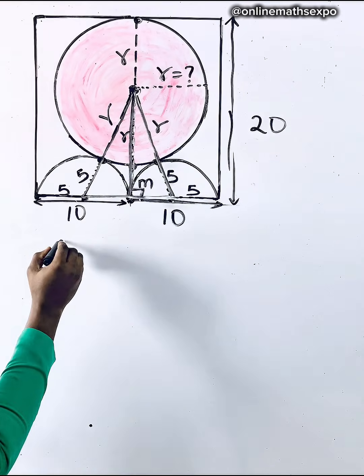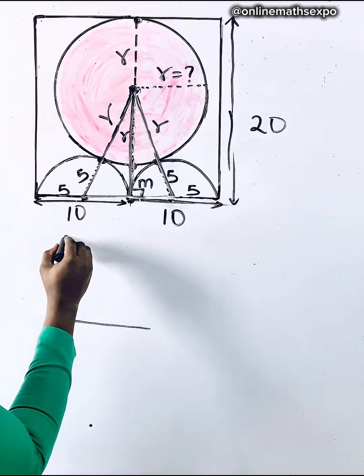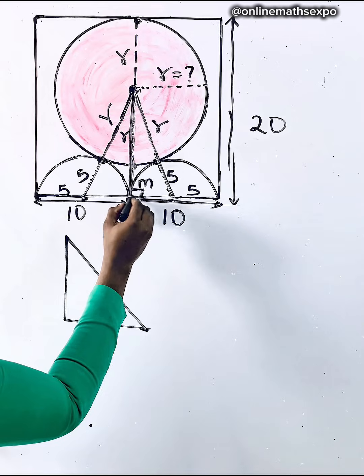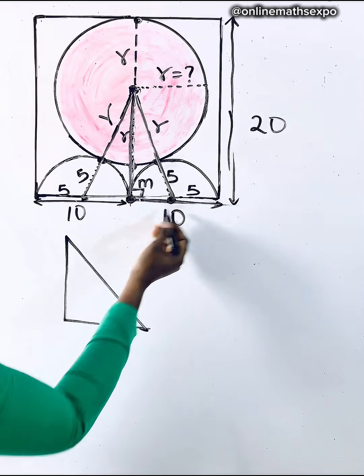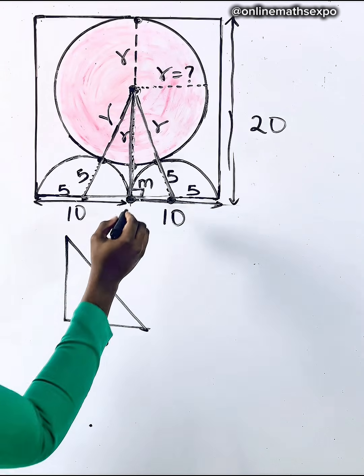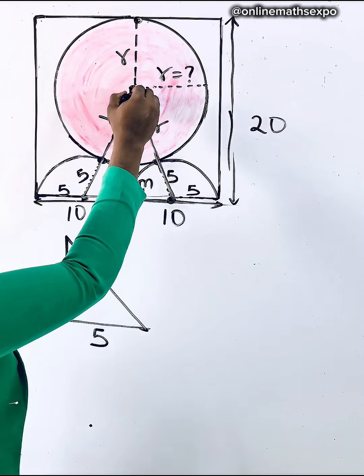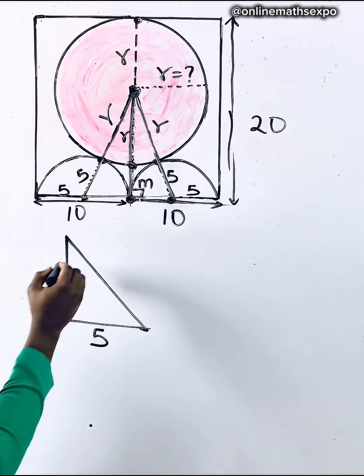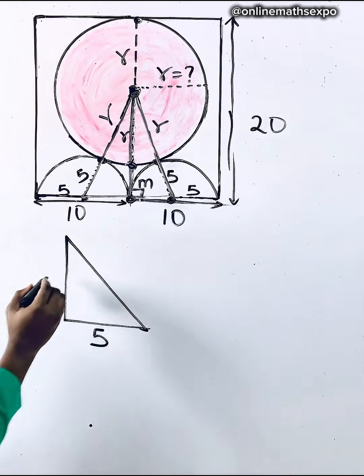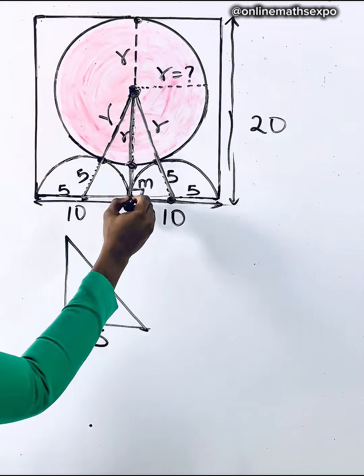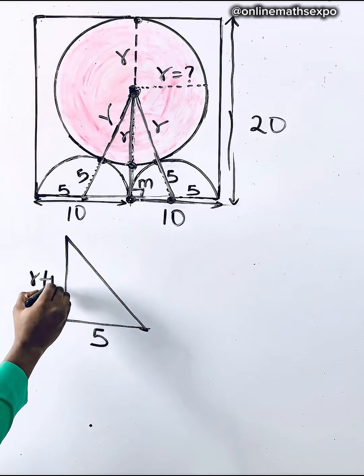Bringing out this part of the shape, this is what we have. This length here measures 5 units. So here is 5. This length, from here to here, measures R. And from here to here measures M. So the whole of this length is given as R plus M.